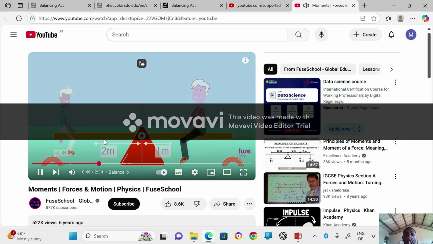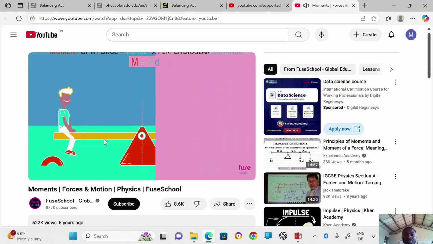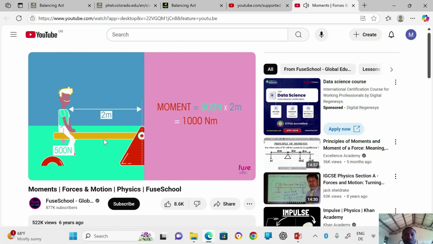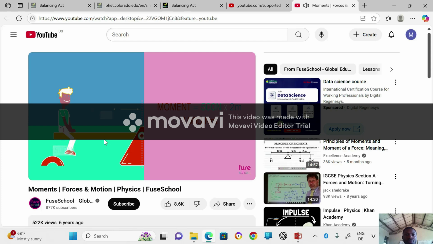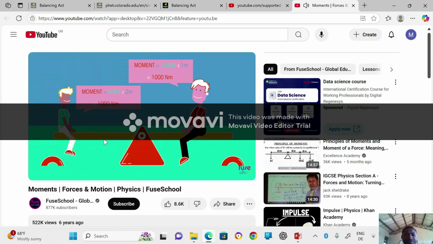To be balanced, this lighter child needs to sit further away from the pivot, and the heavier child needs to be closer. This is because the size of a moment is determined by the force and a distance. So the moment of the lighter person is 500 newtons multiplied by 2 meters, 1000 newton meters. And the heavier person is 1000 times 1 meter to also give 1000 newton meters. They're perfectly balanced on their seesaw.